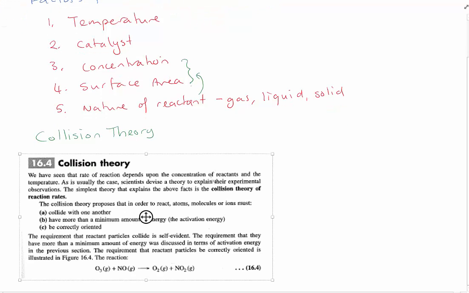But why do these factors affect reaction rates? Well, it has to do with collision theory. Particles have to collide with enough energy and in the correct orientation in order for a reaction to proceed.